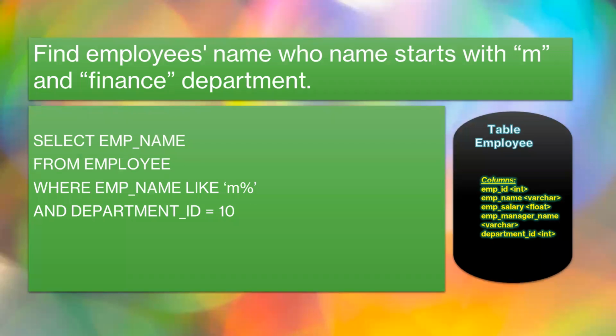So you can write a query something like select employee name from table, which is employee in this case, where employee name like, and then starts with is basically denoted with a percentage symbol after the letter, and then department ID 10. Well, if you did not notice, this question is basically more focusing on testing your two knowledge.